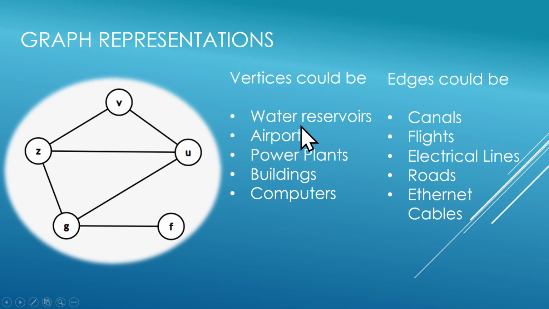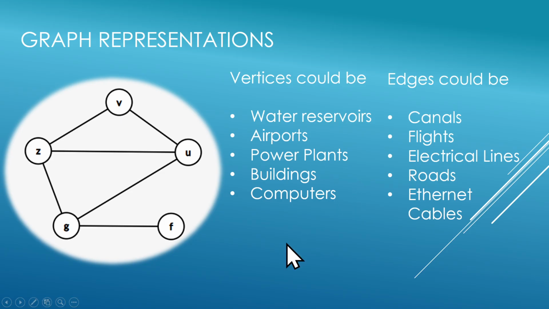The vertices and the edges could be water reservoirs and canals. They could be airports and flights, or power plants and electrical lines, buildings and roads, computers, or Ethernet cables. Really, anything that can be visualized as components and relationships between them could possibly be represented by a graph. So these are very important in the modern world, as we have many very interconnected systems like this, a lot of money wrapped up in this.